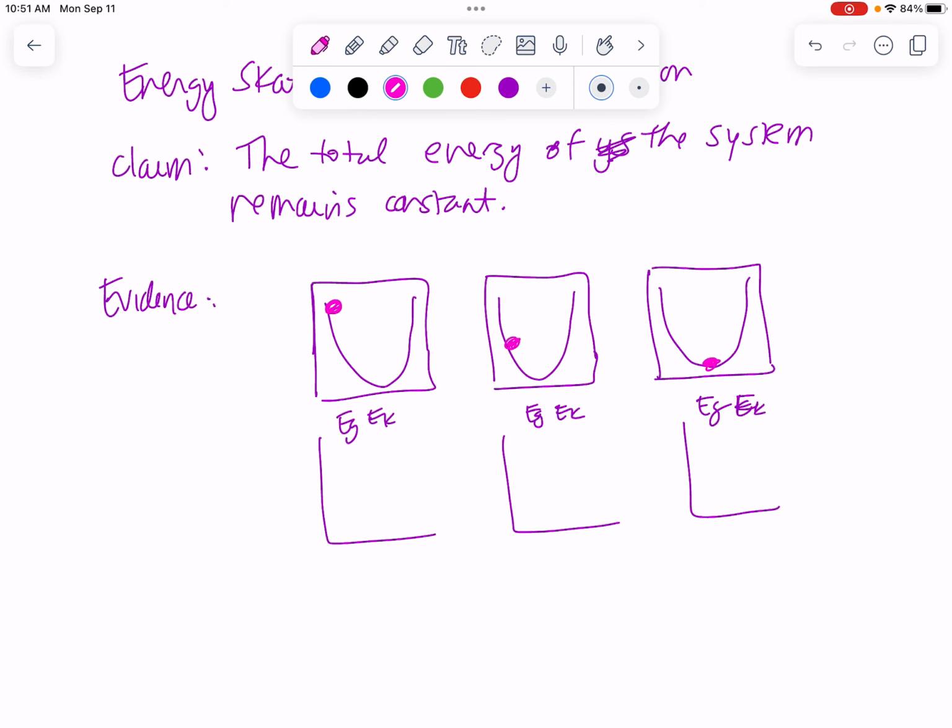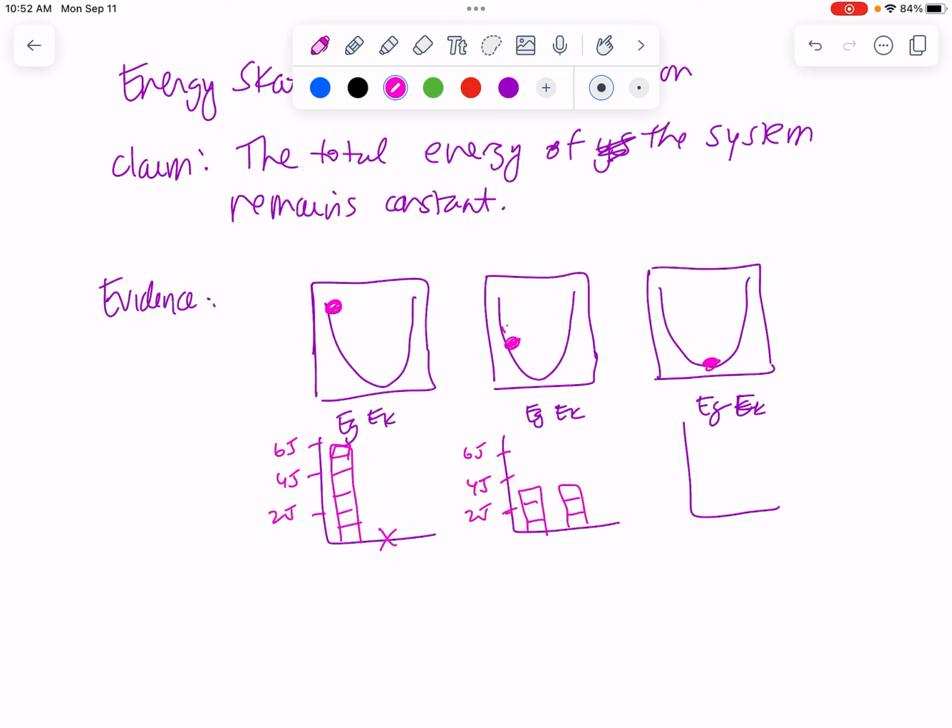We know EG relates to height, so the highest position should have the most EG. I'm going to put numbers on this, even though we don't know any exactly, just to get an idea. At the top it's 6 joules of EG, and no EK, because she wouldn't be moving at that point as I've drawn it. Later, maybe here it's 3 EG, and then there would have to be 3 EK because the total has to stay the same.